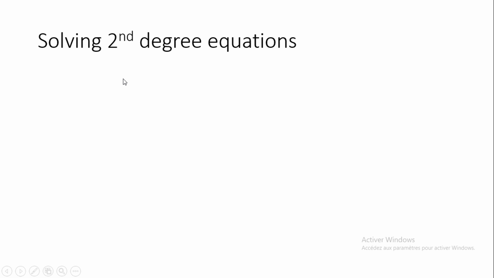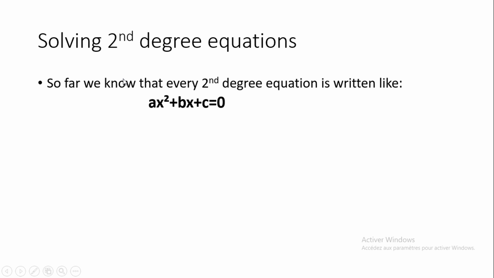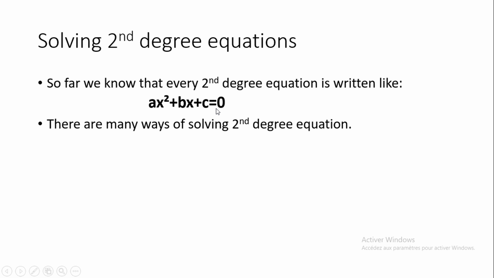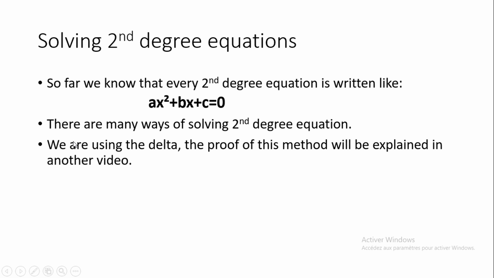So now moving to solving second degree equations. So far we know that every second degree equation is written like ax squared plus bx plus c equals 0. There are many ways of solving second degree equations, but we are going to use the delta, the quadratic formula, and the proof of this method will be explained in another video if you are interested in the proof.